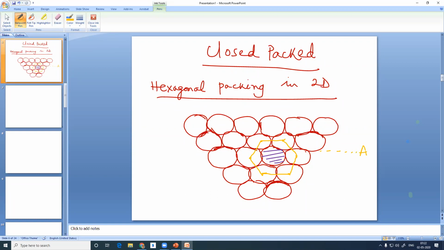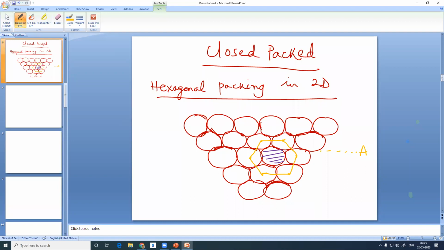But in simple cubic, all layers were corresponding with each other. One is exactly above the other, so the layers are called A. But here it's not the case. The second layer will not be corresponding, because it is not to be kept on the convex tip.